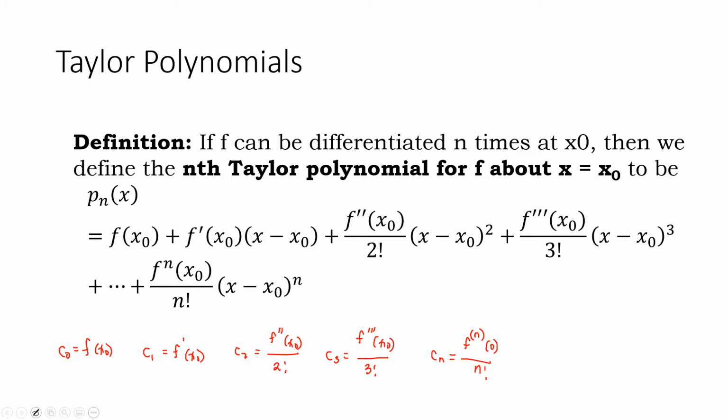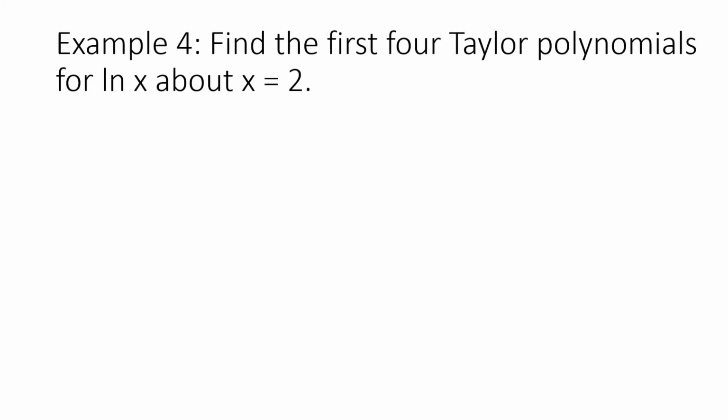Okay, so let's have an example. Find the first four Taylor polynomials for the natural logarithm of x about x equals 2. So in this case, to answer this, let our f of x be equal to the natural logarithm of x. Now, if we substitute 2, then you have the natural logarithm of 2.